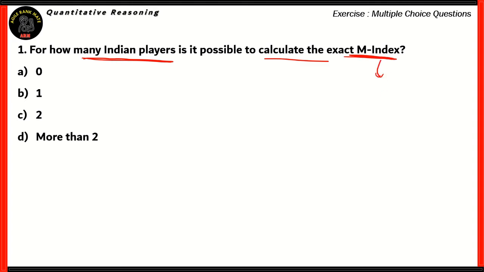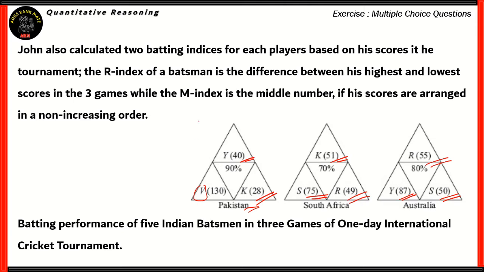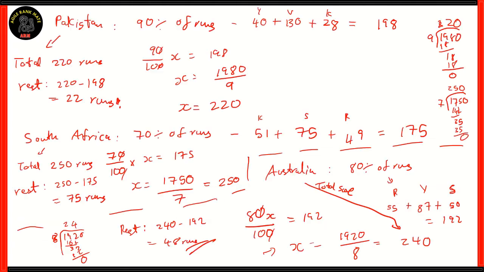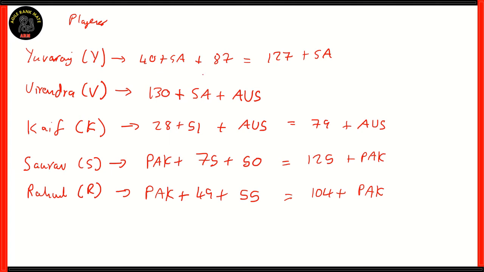Now the M index, or the middle index, is referred to as the middle number if scores are arranged in a non-increasing order. Okay, so let's consider the order of the matches as a non-increasing order. So as you can see, if we look at the 5 players, we see that Virendra has 2 variables in his score. So he has the match against South Africa and the match against Australia. In both of these matches, Virendra's score is not known. So therefore, we can exclude Virendra. We cannot calculate his middle index.